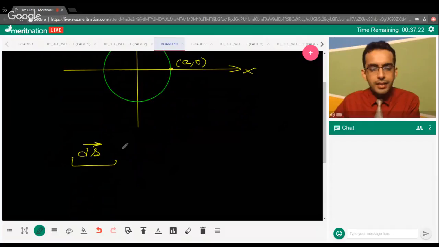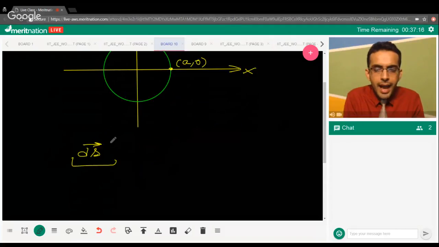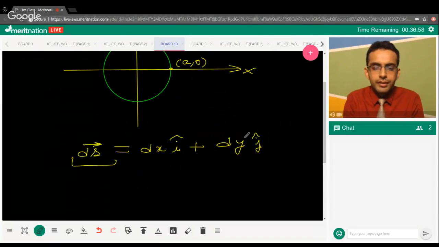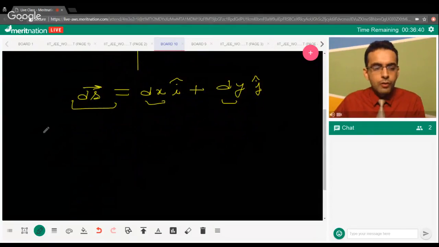So let us say that the horizontal and the vertical components, or you can say the x and the y components of this ds vector, are dx i cap plus dy j cap. So we have written the small displacement vector in terms of its components, right? dx is the x component and dy is the y component of the small displacement of the particle.